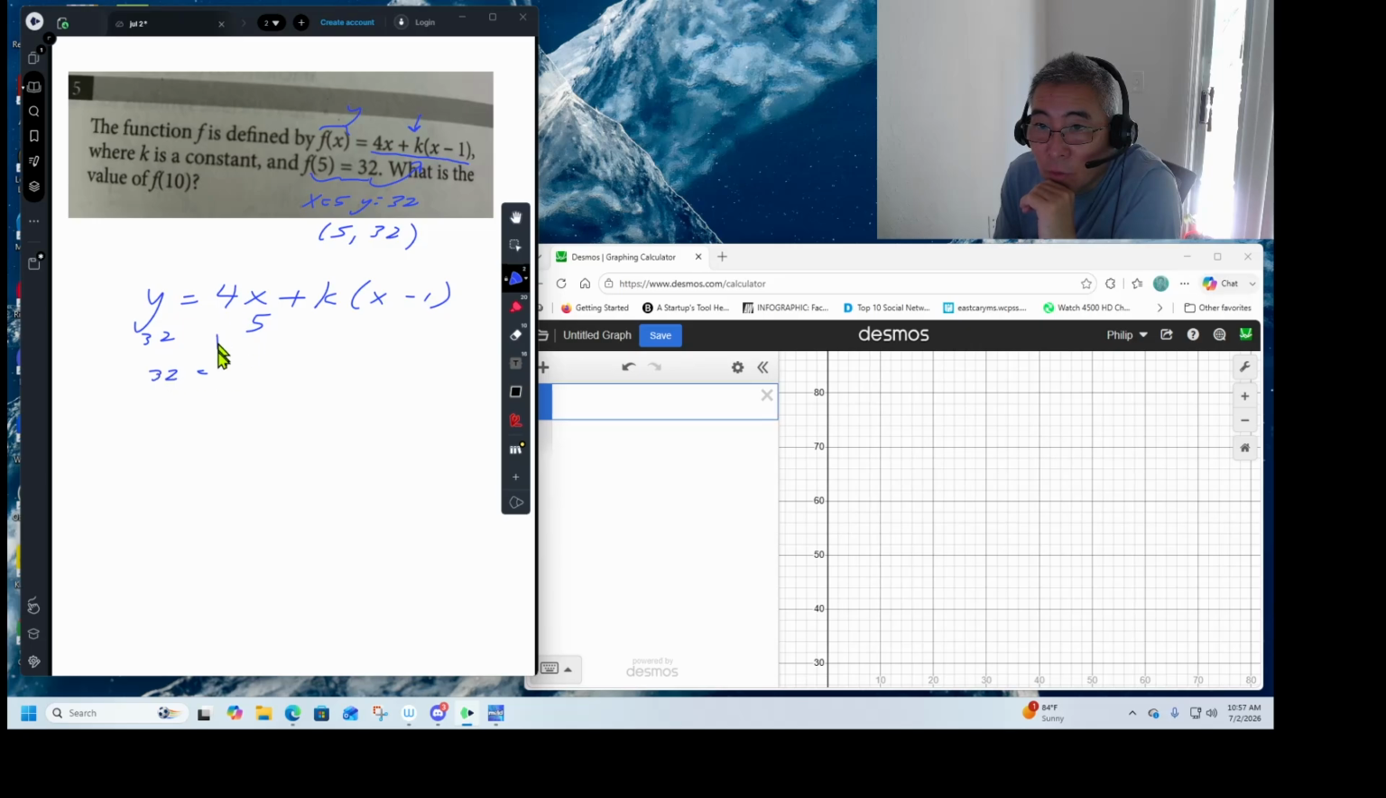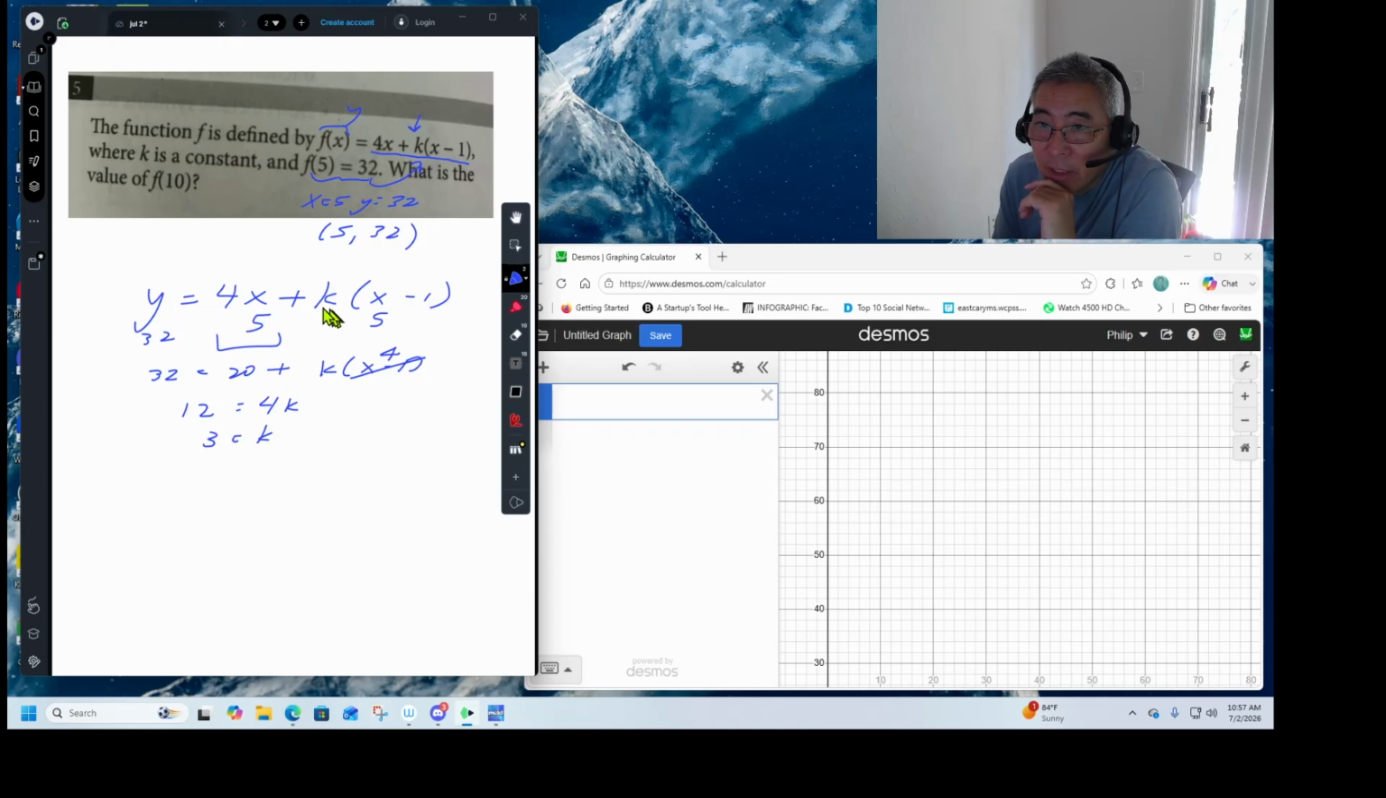So this would be 4 times 5, which is 20, plus k times (x minus 1). Oops, our x is also, we know, 5. So 5 minus 1 is 4. So we get 32 equals 20 plus 4 times k. So we're going to subtract 20 from both sides. We get 12 equals 4k. So k is equal to 3.